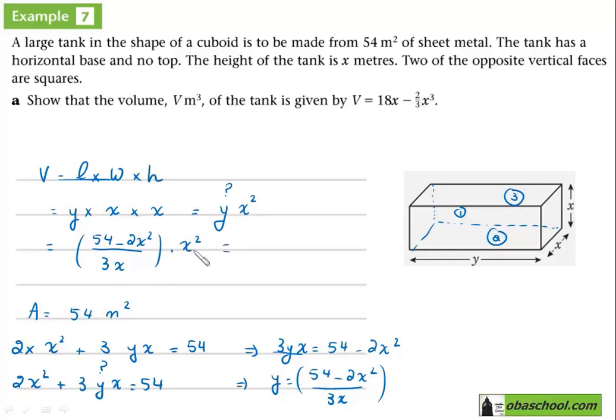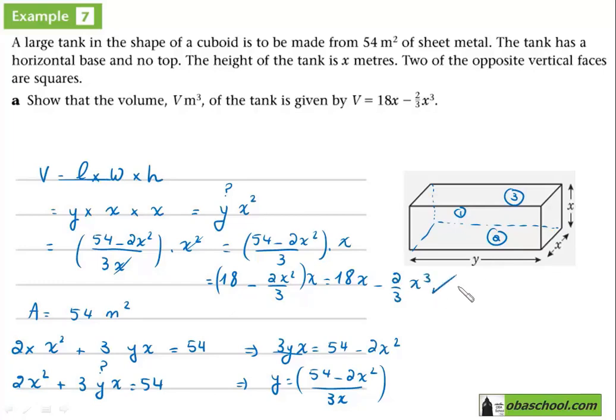Let's organize this. It is going to be (54 minus 2x squared) over 3, multiplied by x. Okay, now we divide. (18 minus 2x squared over 3), and all of it is multiplied by x. 18x minus 2x cubed over 3. So we proved the volume.